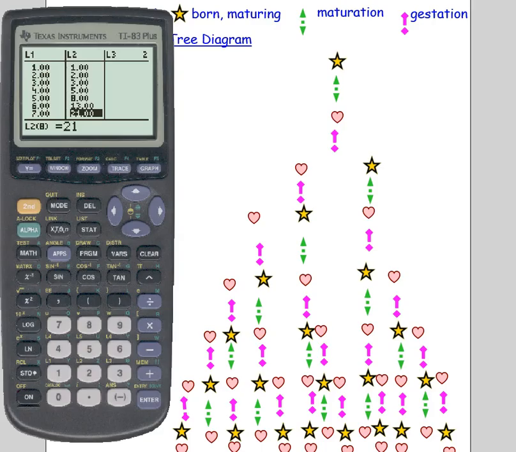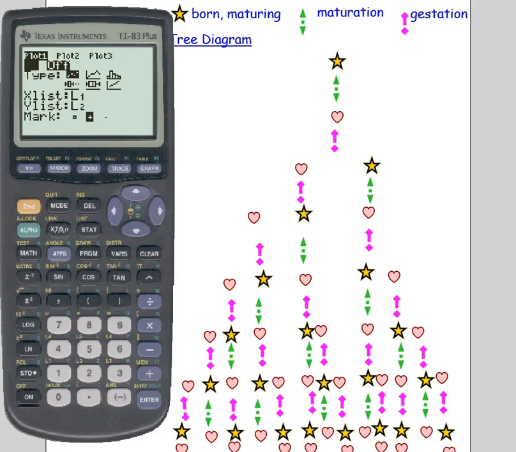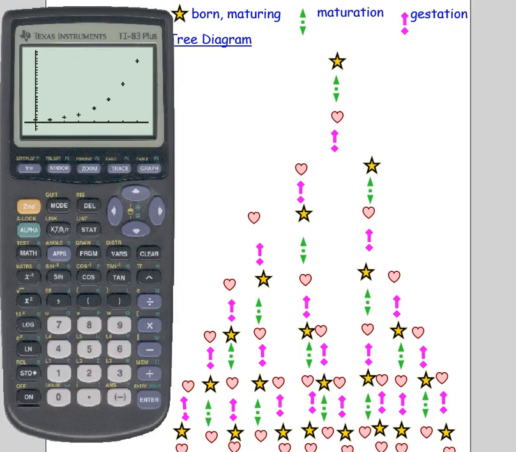When we go and graph this, we can go in here and set up our stat plot. We'll turn it on and choose scatter plot using list 1 and list 2, and I'll use zoom 9 to create a quick scatter plot of that. So there's our graph. Now it looks very much like an exponential curve, and it's very close.